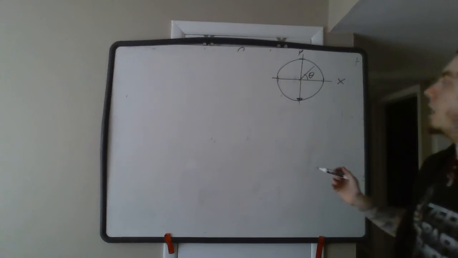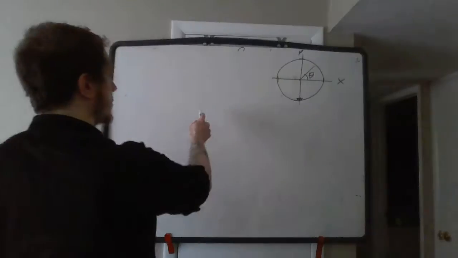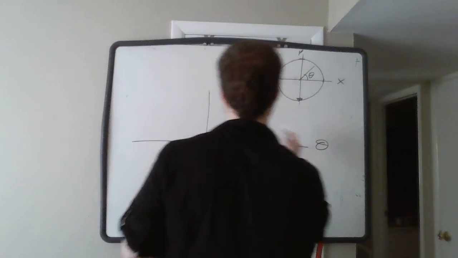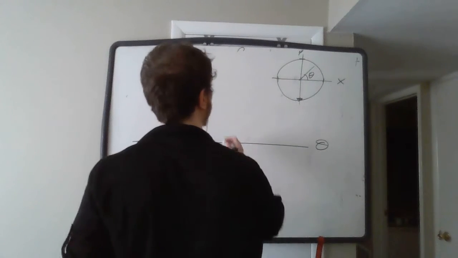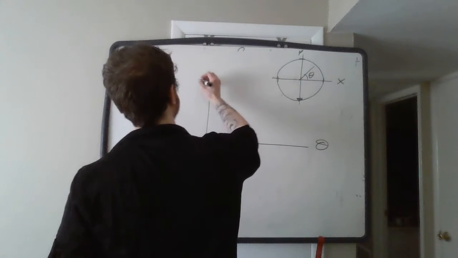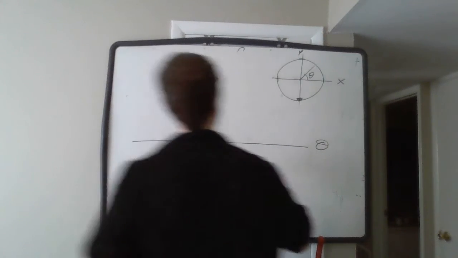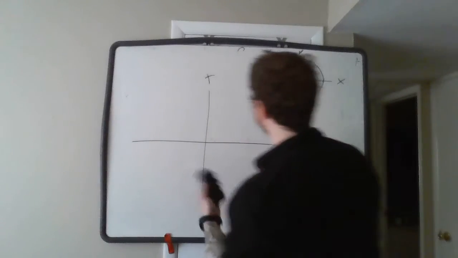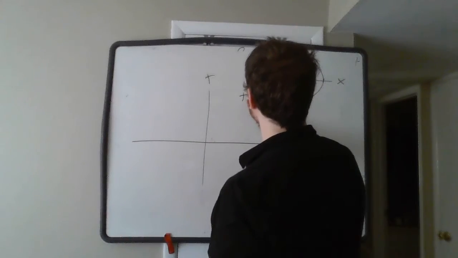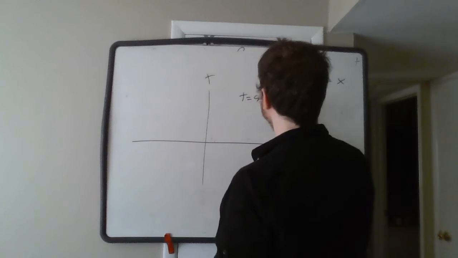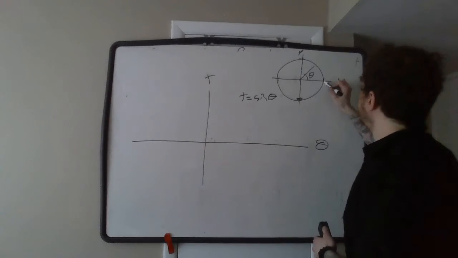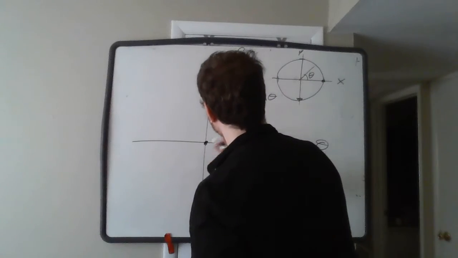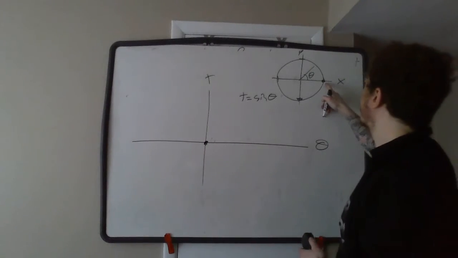Here's my unit circle. What is going to happen to the y coordinates here? So we're going to make a graph of theta versus the sine of theta here. Let's actually say this axis, we'll call it t, and then we're going to make a graph of t equals sine theta. Well, I can see that at an angle of 0, I would start out with a y coordinate of 0.